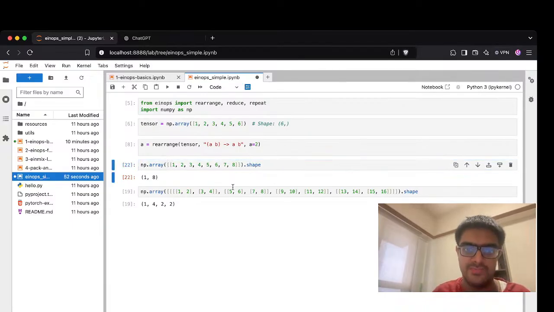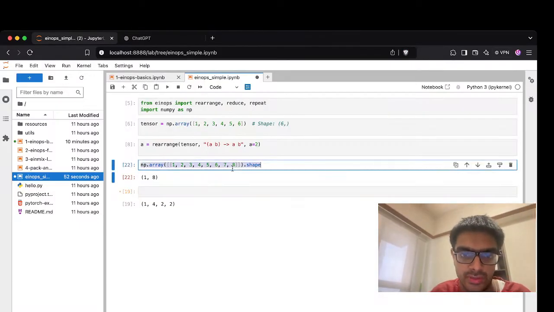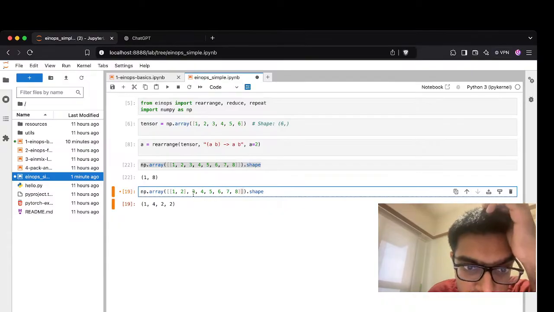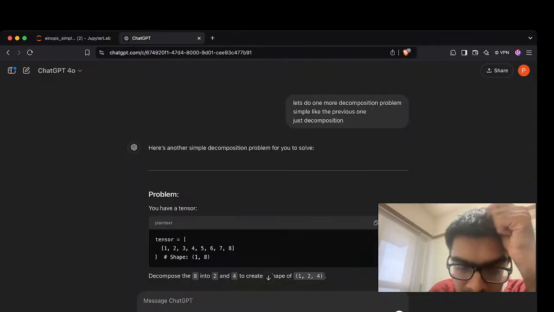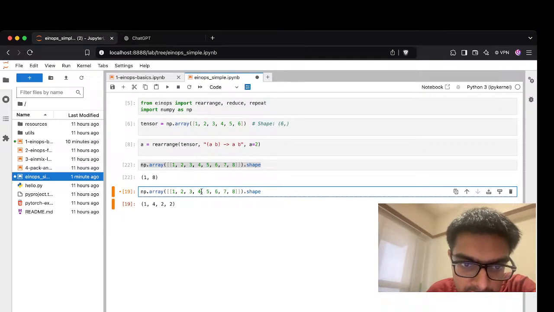Is 1, 8. And we want to decompose it into two parts, 1, 2, 4. So we'll do np.array. So we want to keep n1, 2. Right. 1, 2. We want to decompose it into 1, 2, 4. Oh no, two groups of 4 then. Sorry. So 1, 2. Oh, I see. We would need this here then. And then we have to enclose the outer one.